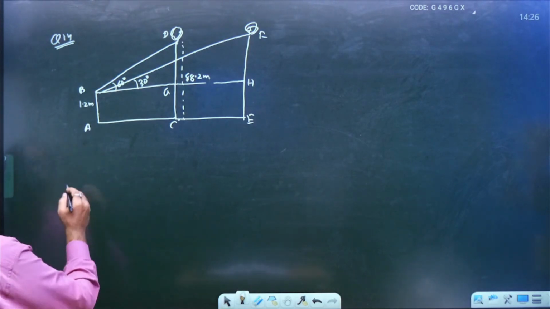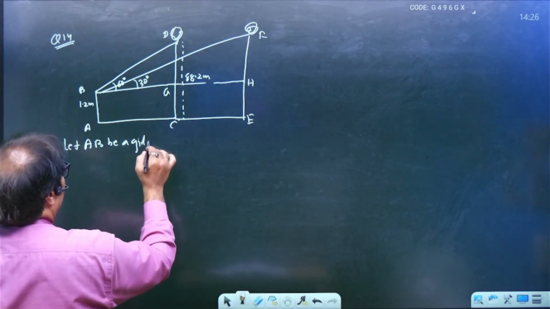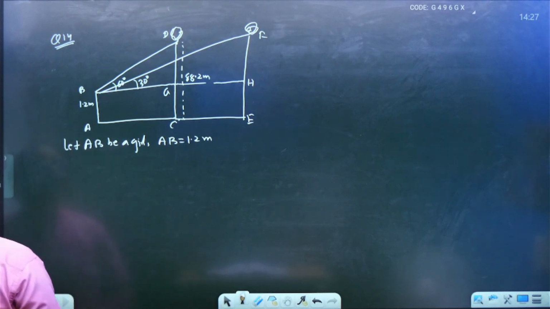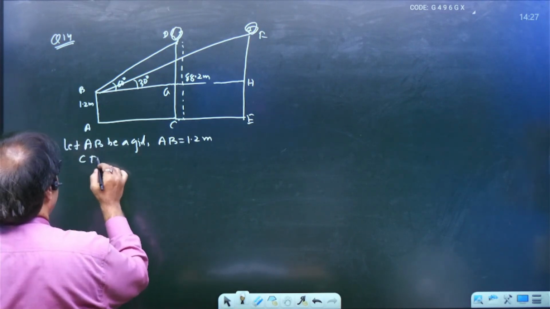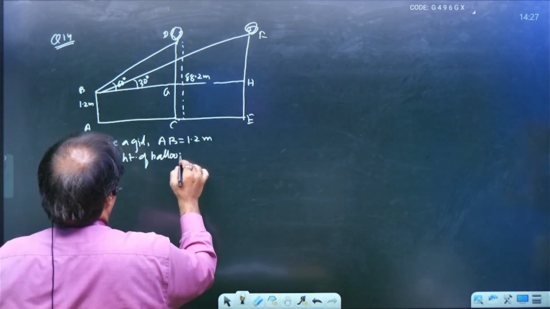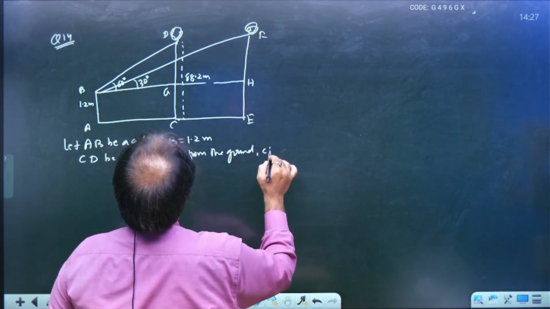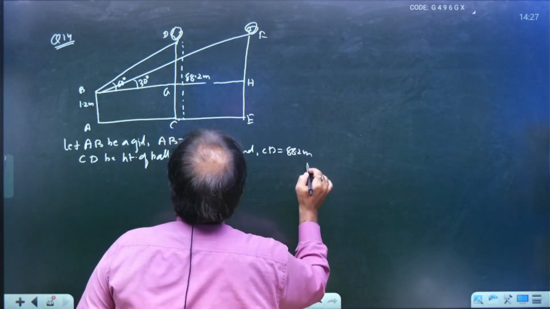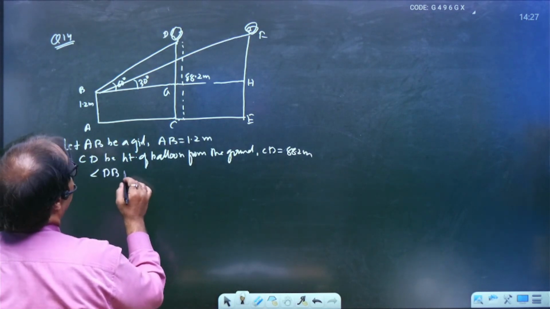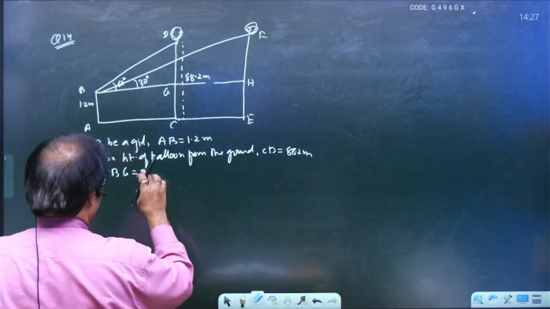Okay, so let AB be a girl such that AB is equal to 1.2 meter, and CD be the height of the balloon from the ground, meaning CD is equal to 88.2 meter, and the angle of elevation, angle DBG, is 60 degree.